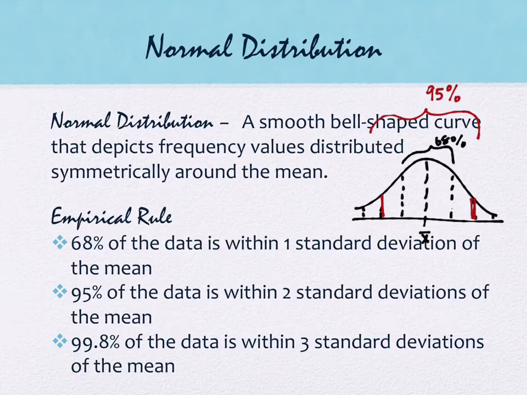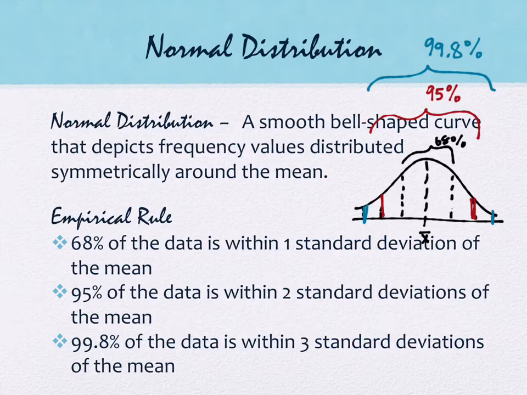And if I go out 1 more, we'll go with blue, to here, the 3 standard deviations out, it's nearly all of the data. It's 99.8% of the data that is within 3 standard deviations of the mean. That's where your box of cereal needs to be. It needs to be within 3 standard deviations of the mean, because that's almost all the boxes of cereal, right? That would be our goal.